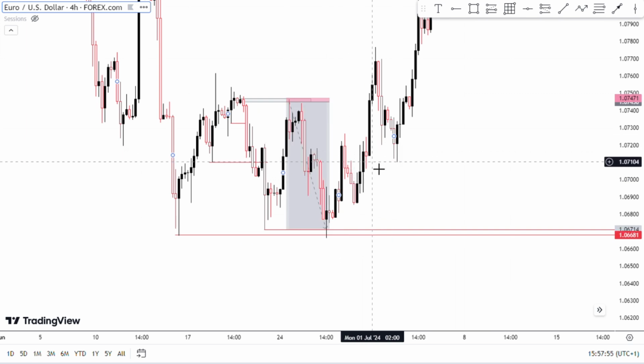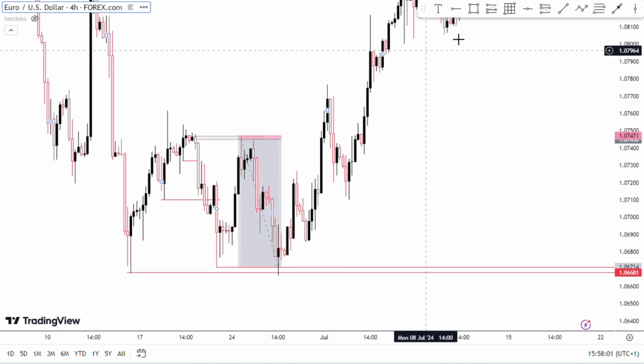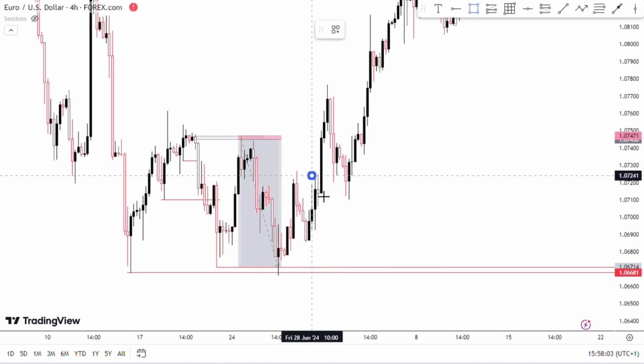So let's move to the second movement right here, and I'm going to explain how to catch the second movement also. So I think this is the second movement, this order block here.